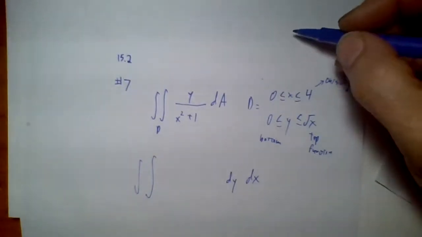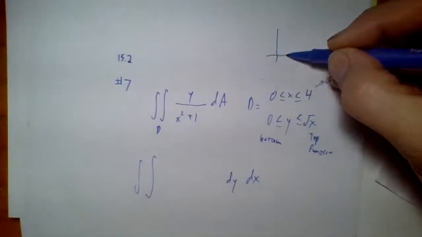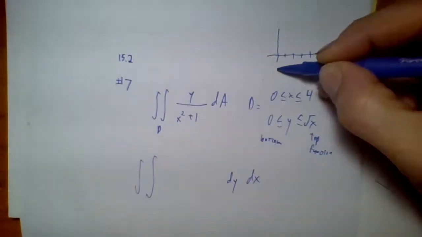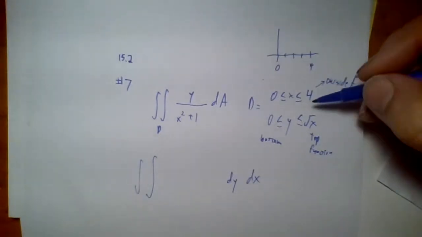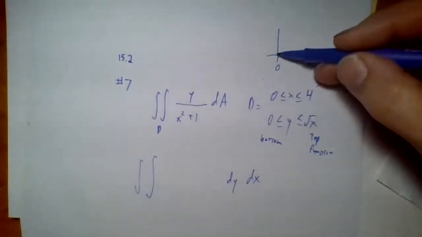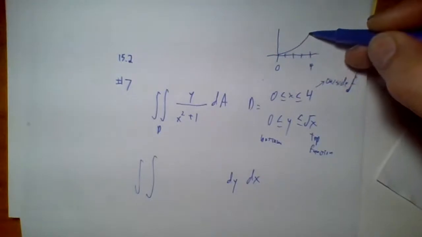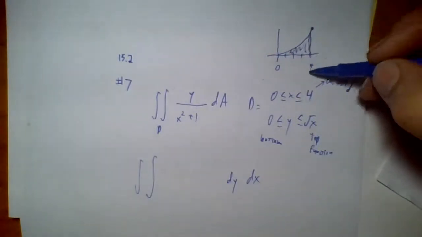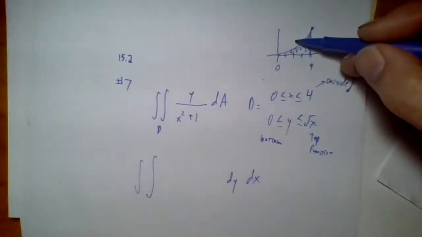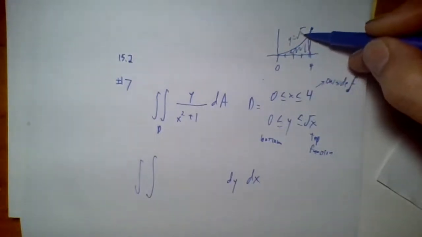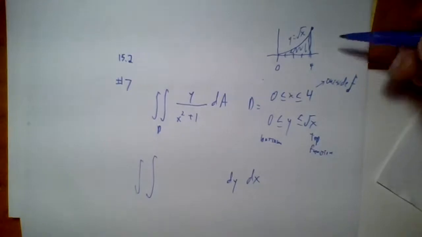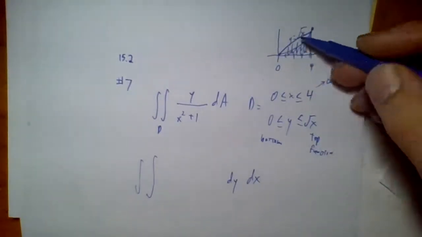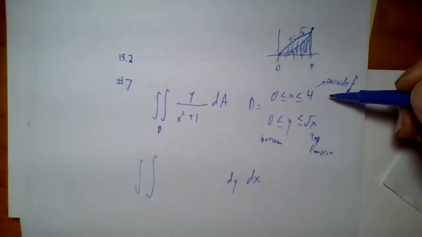Tying that to the picture, from 0 to 4 is what's happening for x. From 0 to the square root of x is the curve on this thing. This is my domain that I'm looking at here. So top and bottom function going on. This is where y equals square root of x. That's a terrible drawing of it because it really goes more like this. Okay. That's y equals square root of x between those things.